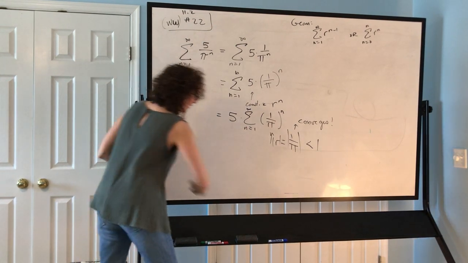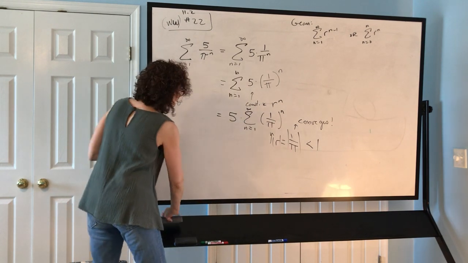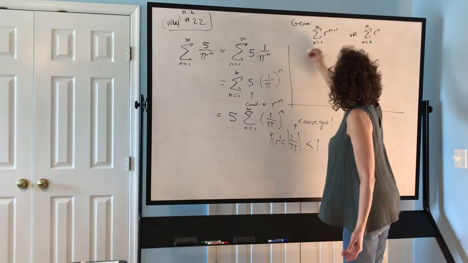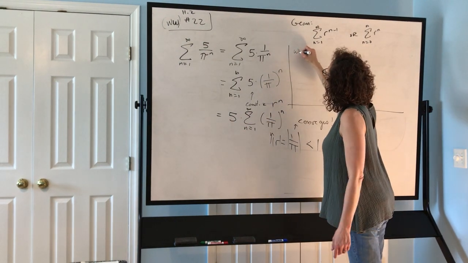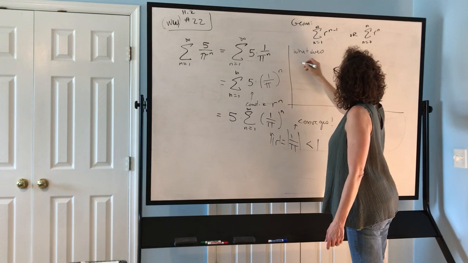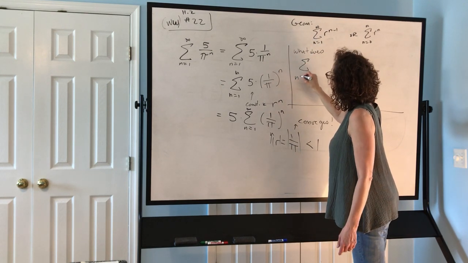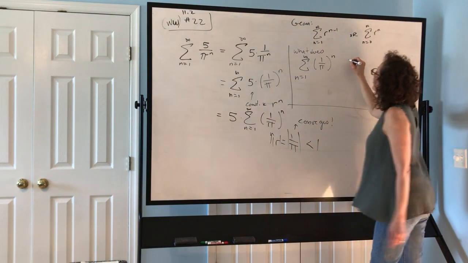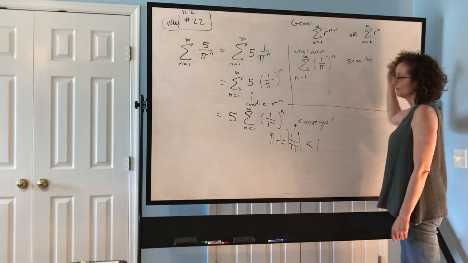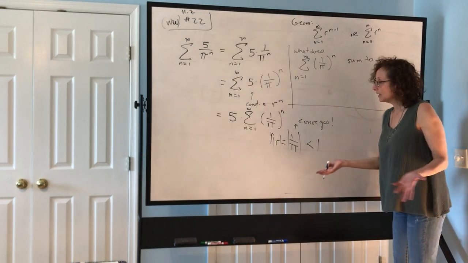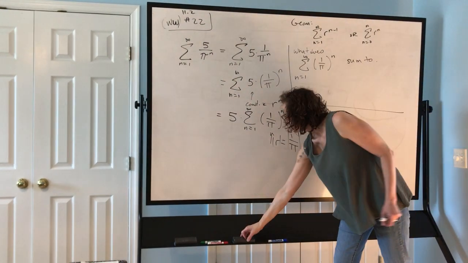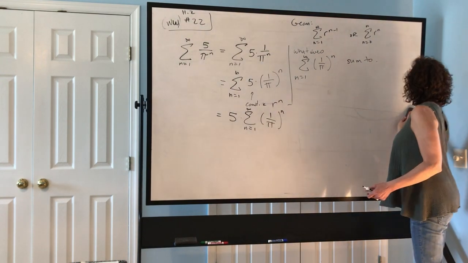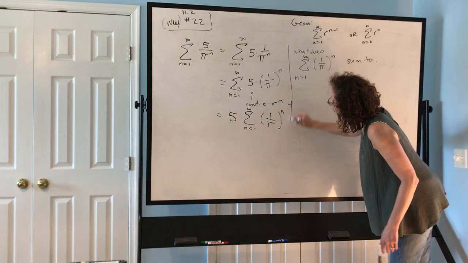So let's just think about, instead, let's ignore the 5, and ask, what does the sum n equals 1 to infinity of 1 over pi to the n sum to? And then once we know that, then what? We'll just multiply that guy times 5. So let's finish this out right here.